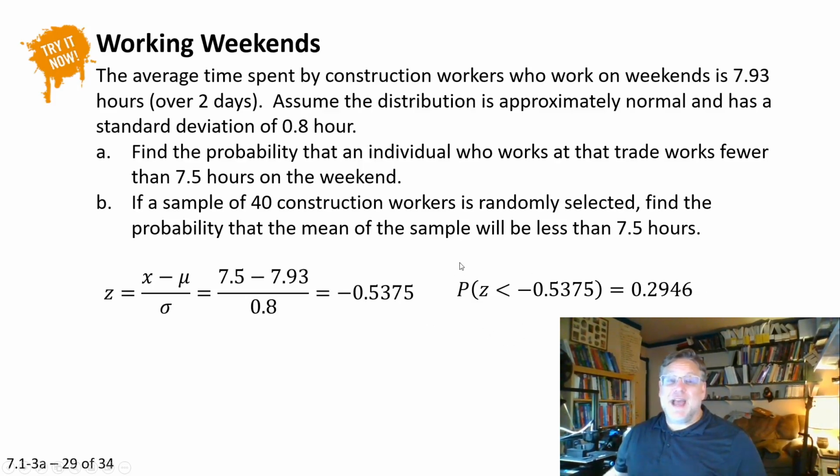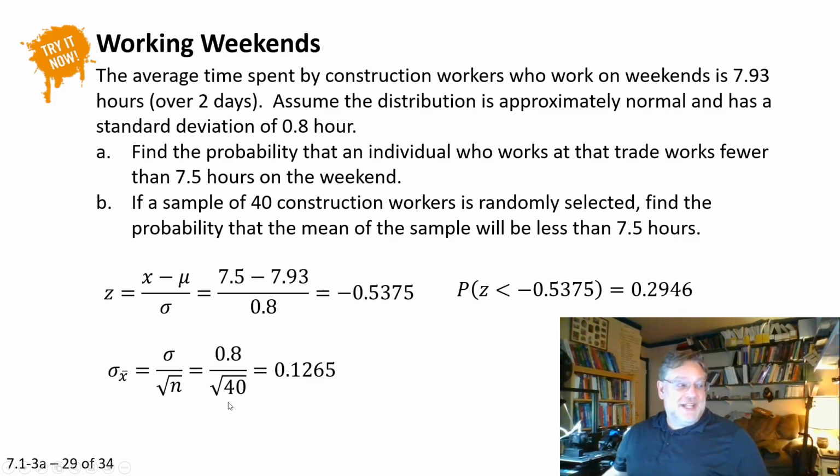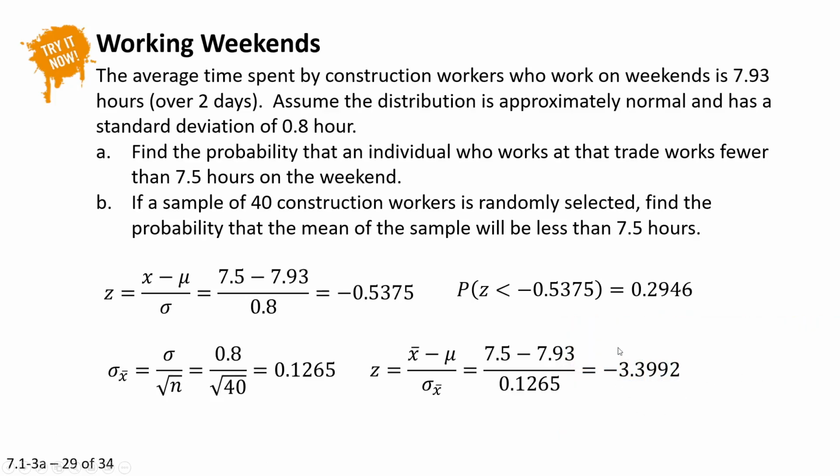Let's do the same thing now for a sample of 40 construction workers. Here it is. The seminally important thing here is that we are finding a standard error, and we get a much smaller number here of 0.1265. That's going to go in the denominator now, and as we're calculating our z value, we're going to get a much more extreme value here of negative 3.3992, and the probability from your spreadsheet there is going to be much smaller, 0.03 of a single percent there.